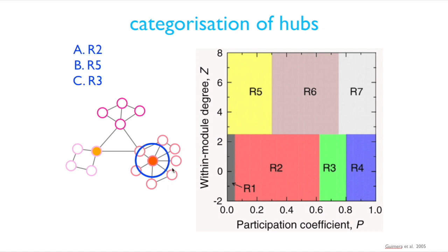Now let's take a look at this dark orange node here. Where would it be positioned in this space? What do you think? Would it be in R2 in this area here? Would it be in R5 in this area here? Or in R3 in this area here?